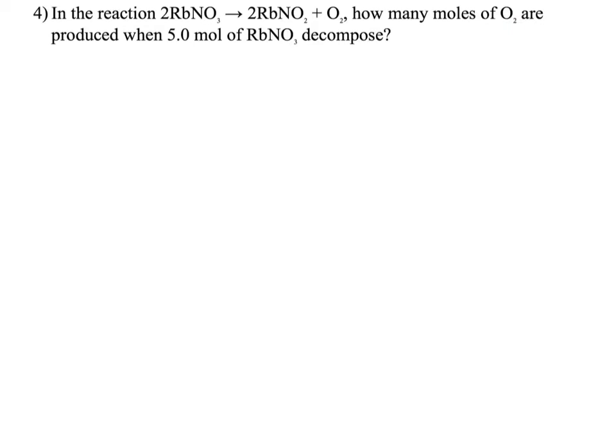So, our given, we have 5.0 moles of RbNO3. We are looking for how many, not grams, so used to doing grams, how many moles of oxygen we're trying to make. So this is a very simple problem.